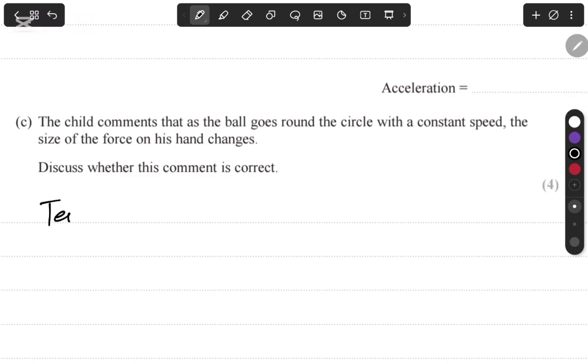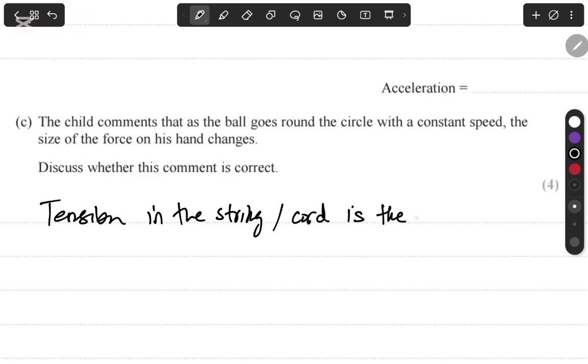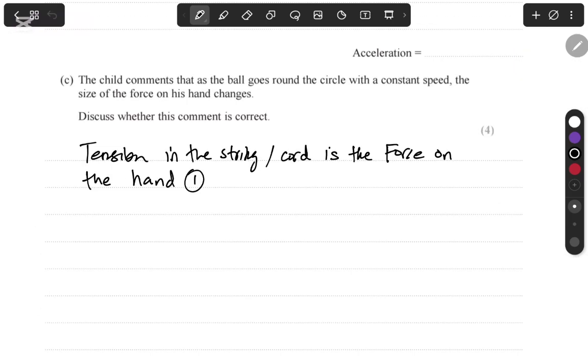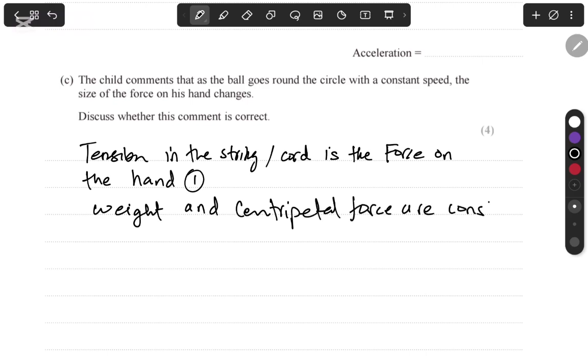Now we're going to write it down. So tension in the string or the cord is the force on the hand. And this is going to get us the first mark. The next point, which is very important, is weight and the centripetal force are constant. That's going to get us the second mark.